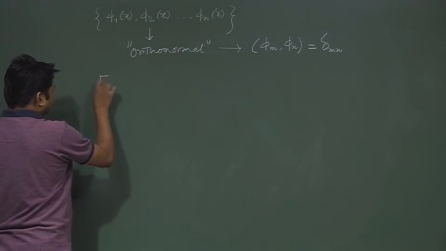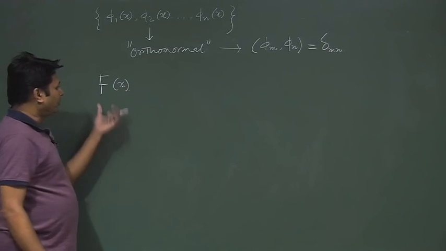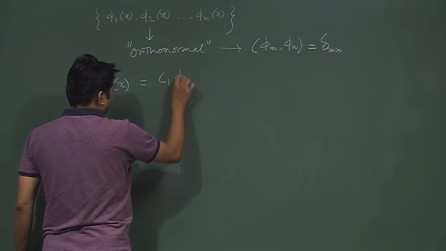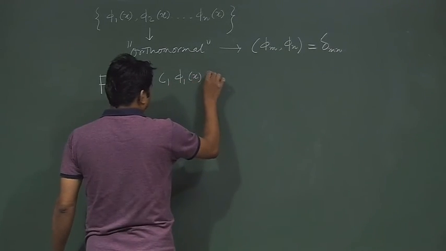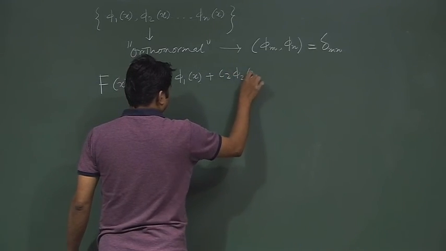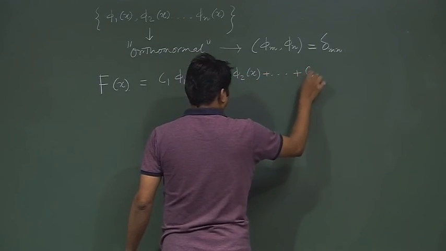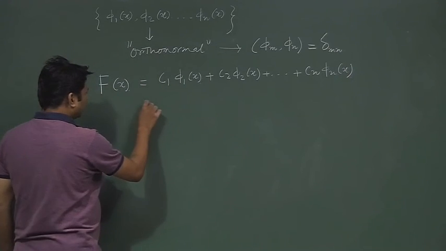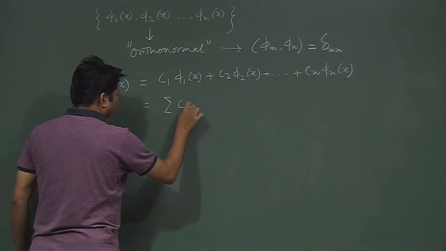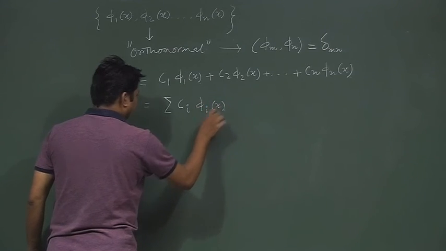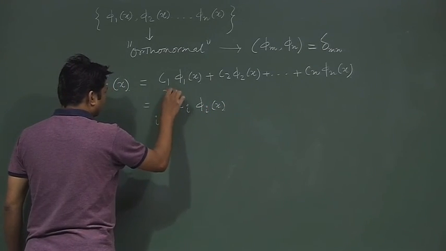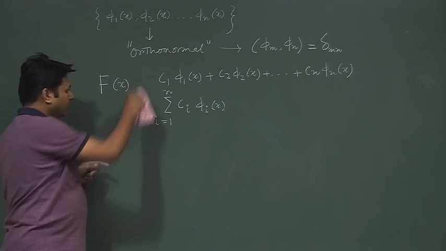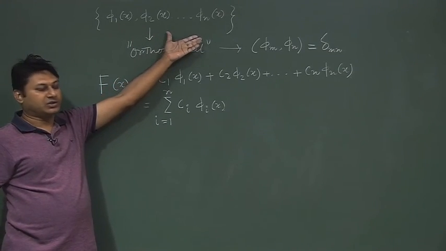Next, I am saying any function f x is potentially represented as C 1 phi 1 x plus C 2 phi 2 x plus C n phi n x, in this form, or in a more compact way, sum of C i phi i x, i running from 1 to n. Please remember that I should not put the equal sign here like this way, because I am taking only the finite set of functions.